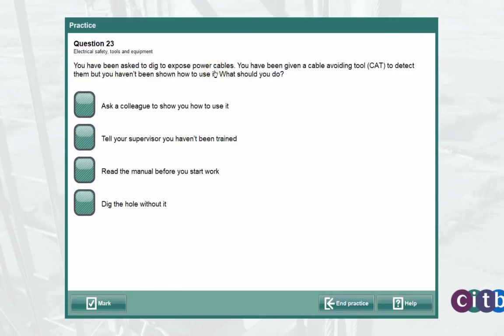You have been asked to dig to expose power cables. You have been given a cable avoiding tool, CAT, to detect them, but you haven't been shown how to use it. What should you do? Ask a colleague to show you how to use it. Tell your supervisor you haven't been trained. Read the manual before you start work. Dig the hole without it.